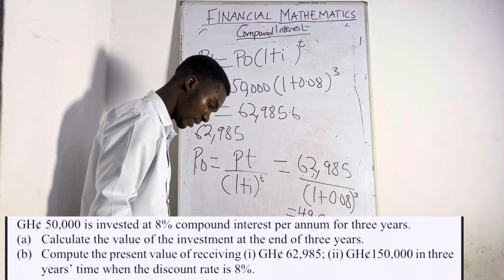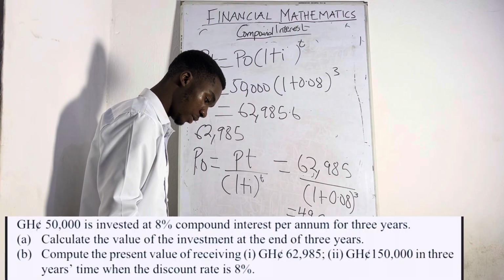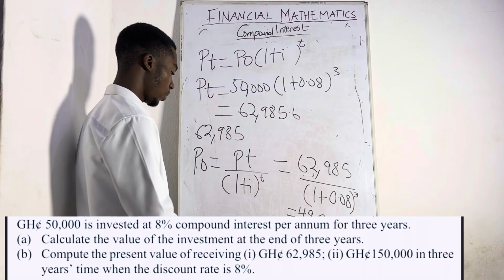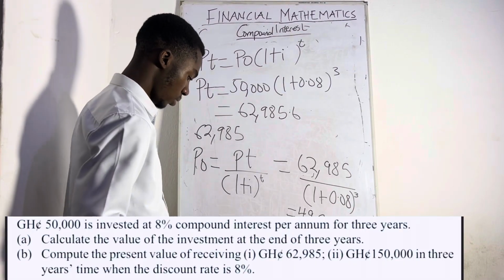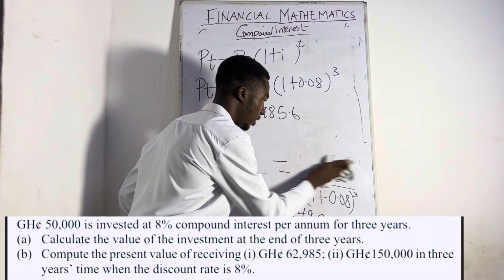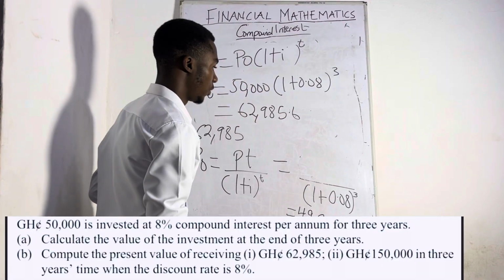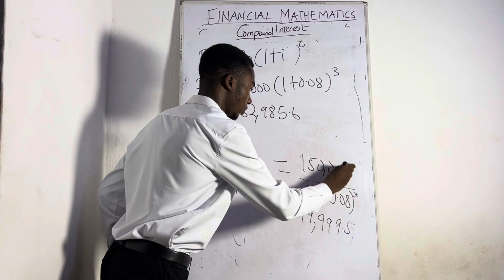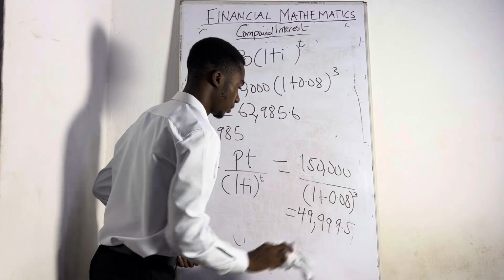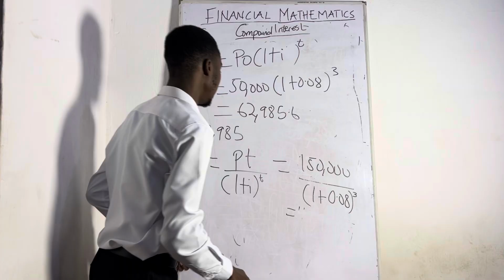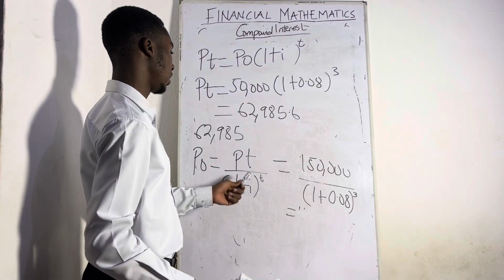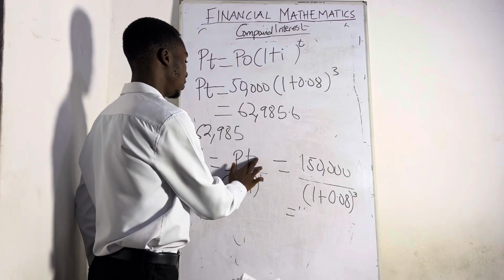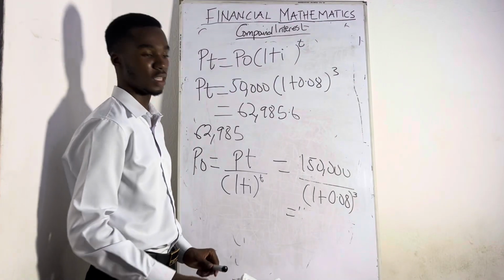Then II says, calculate the present value of receiving 150,000 cedis in 3 years' time, when the discount rate is also 8%. So we just change this one. Then we make here 150,000. That's all. But the formula is the future value over 1 plus I exponent T. The 1 plus I exponent T will not change. It's only the future value that will change, the Pt, which is the 150,000 cedis.